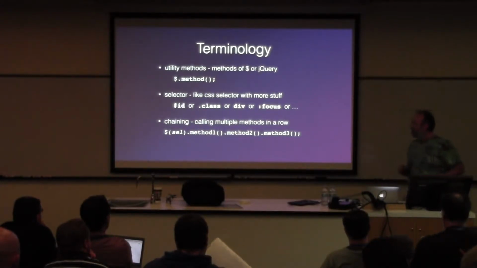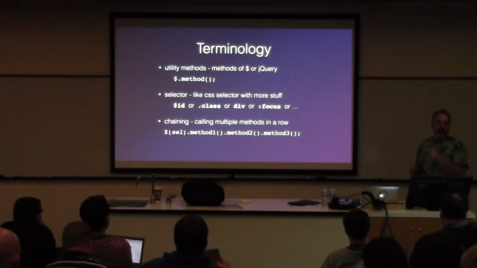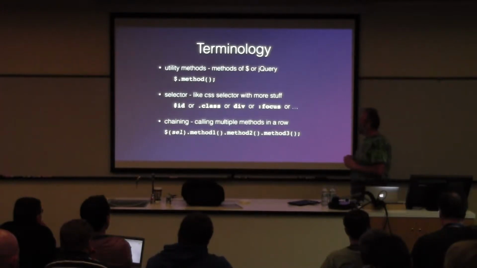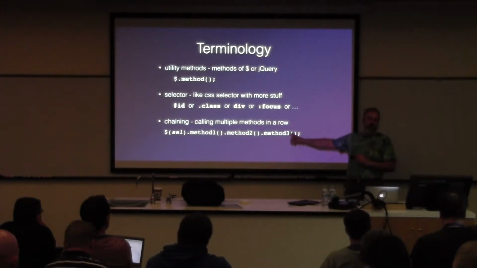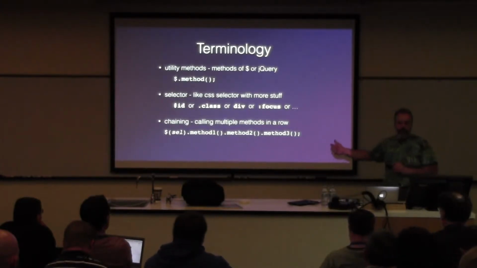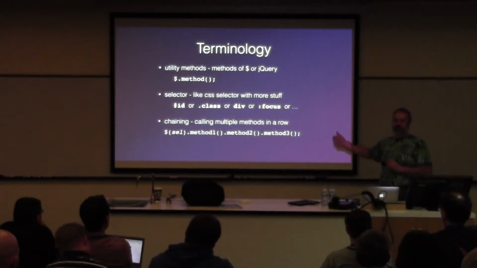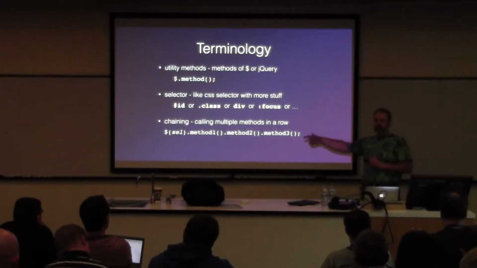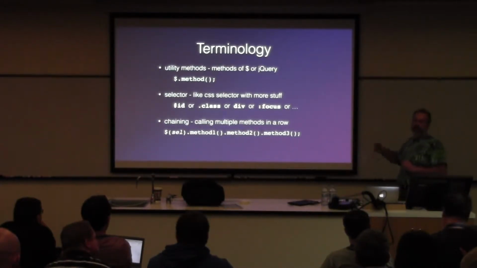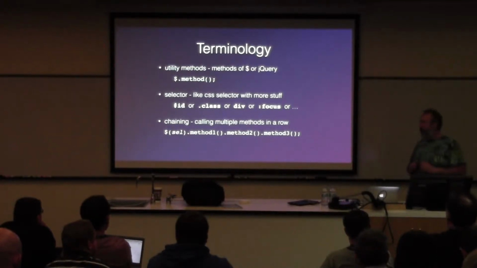Chaining: just calling multiple commands on the jQuery object. What's happening, which isn't always obvious, is each command returns a jQuery object, and the next command is just running on the result of the previous command. So you're not quite really calling them all on the same jQuery object. You're calling them in turn on the result of the previous command.